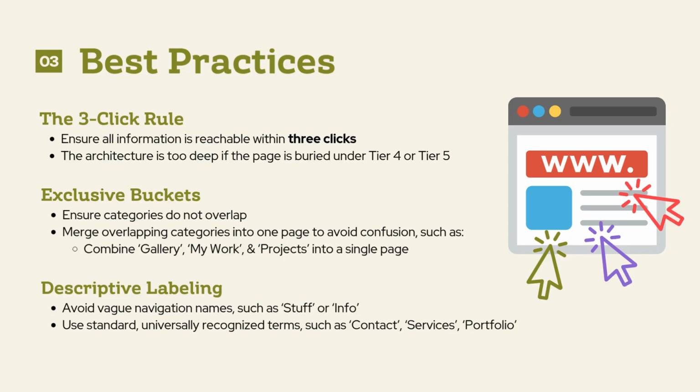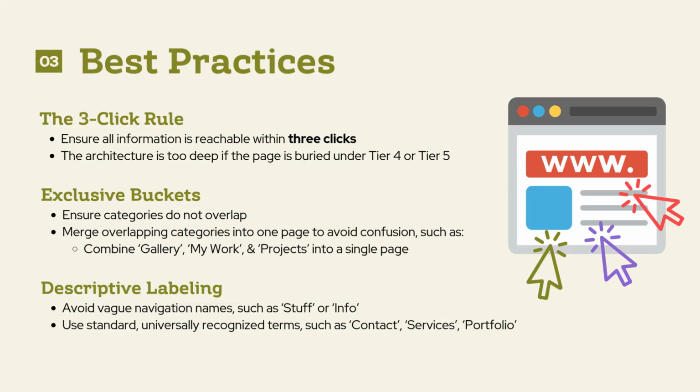A great UX means your visitors should never have to dig around to find what they need. As a rule of thumb, ensure all critical information on your site is reachable within 3 clicks from the homepage. If a page is buried deep under a Tier 4 or Tier 5 sub-navigation menu, your architecture is likely too deep, and users will get frustrated and drop off before they ever reach it. Keep it flat and accessible.